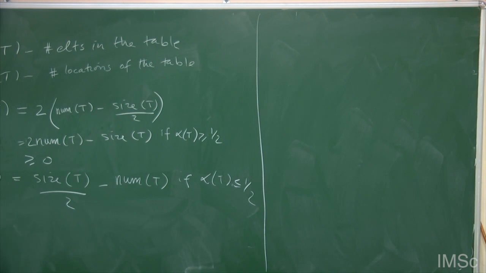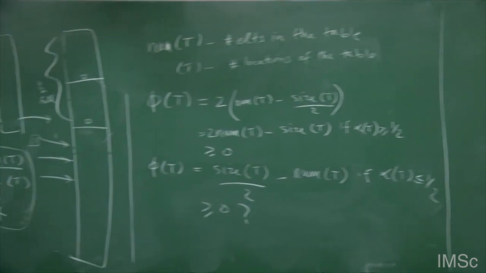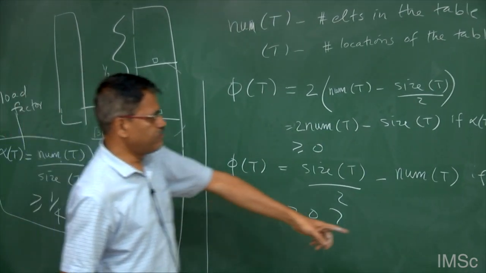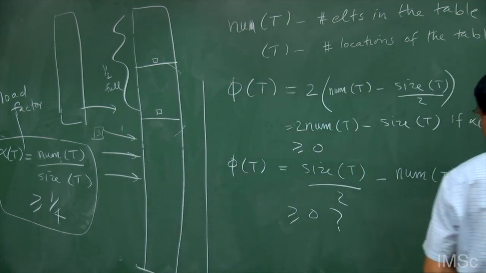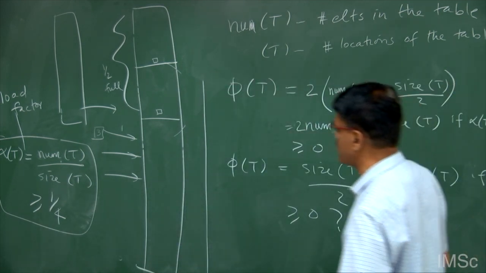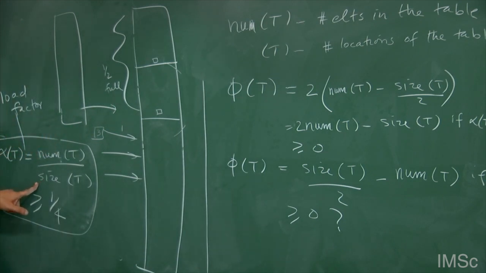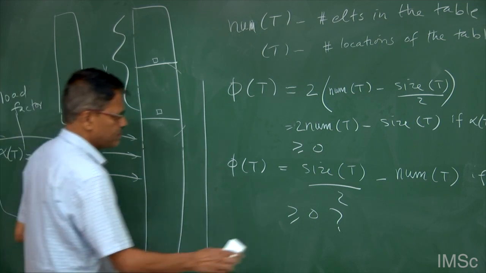And why is this greater than or equal to 0? Oh, because we assumed alpha t is less than or equal to half. What is alpha t? My definition is the number of elements in the table by size of the table. So this ratio is less than or equal to half, would mean that that is greater than or equal to 0. Okay.